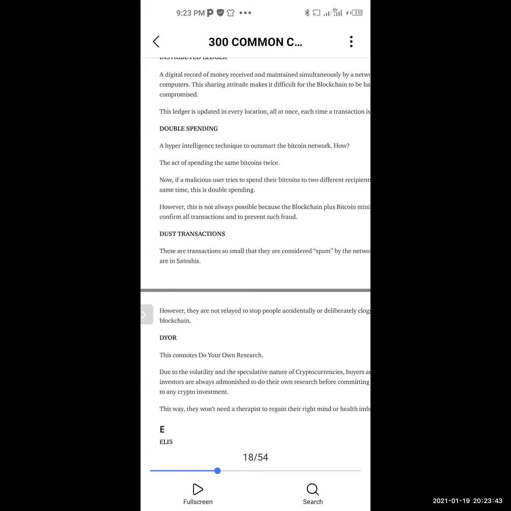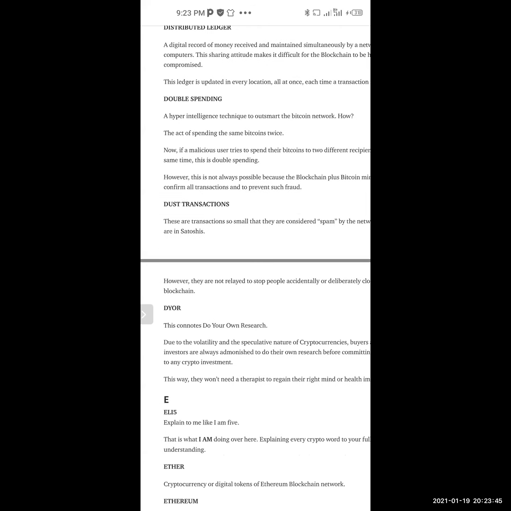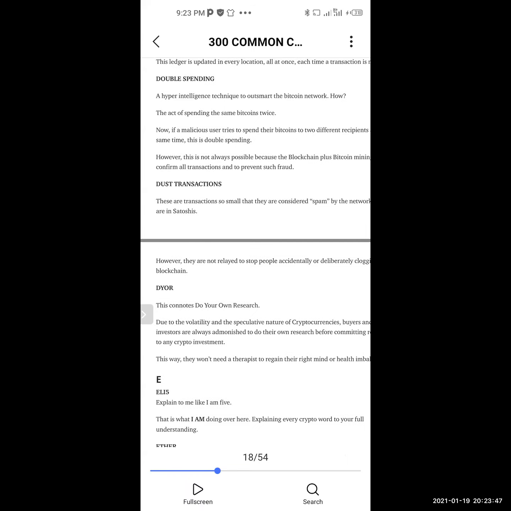So do your own research, because the market is very volatile and unpredictable sometimes. Your own research will help you to know that, and to take your fate into your own hands without waiting for somebody.